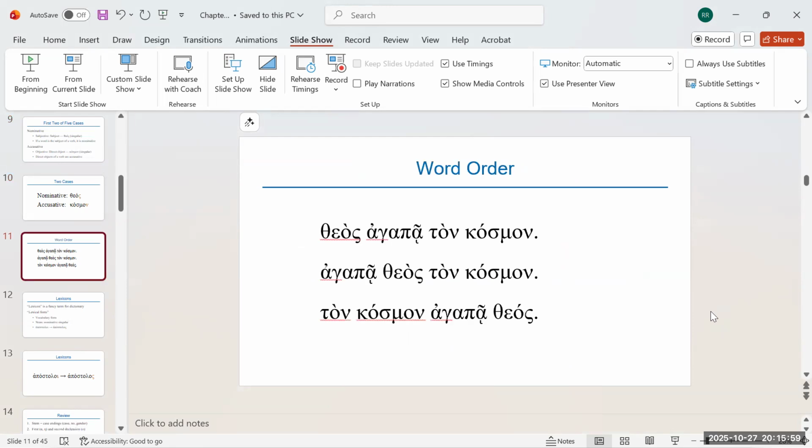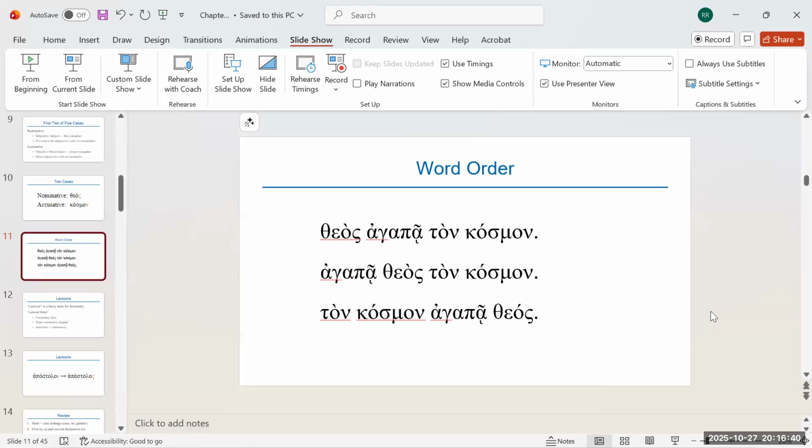So let's talk about word order in Greek. When you look at a Greek sentence, the first thing you're going to do is try to identify the subject. You can see that these three different sentences contain the same words, but in a different order. In each sentence, the word theos appears the same way, and the words agapa, ton, cosmon are all the same.